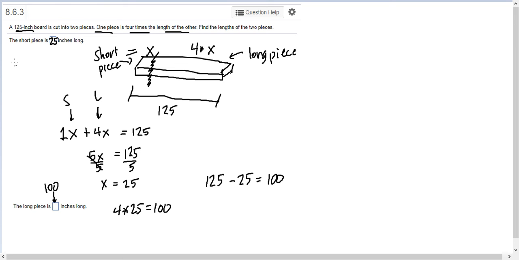All right, so these problems from 8.6 are not going to be easy, but start with a picture to the extent that you can to help you understand how to break down this problem.